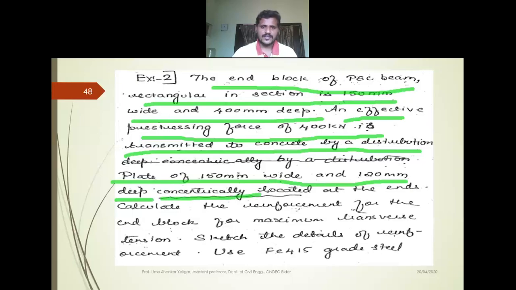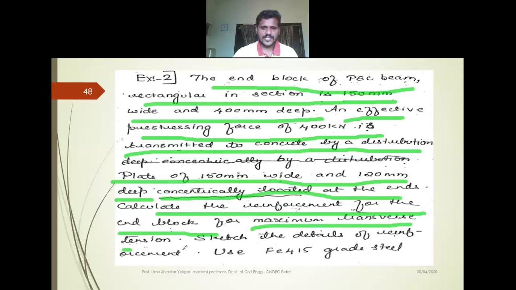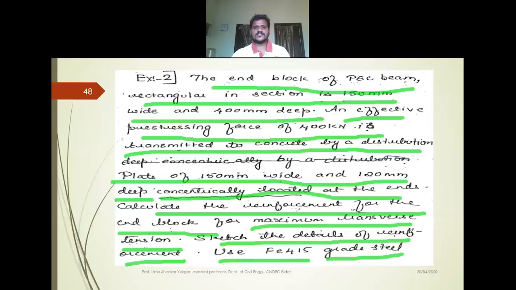The plate is concentrically located at the ends, whereas the force and plate are both concentrically located. Here we need to calculate the reinforcement for the end block for maximum transverse tension, and sketch the details of reinforcement. Use Fe415 grade steel, as given.